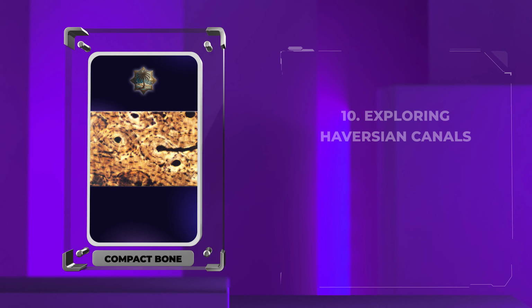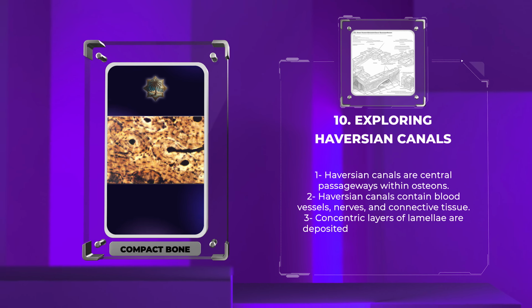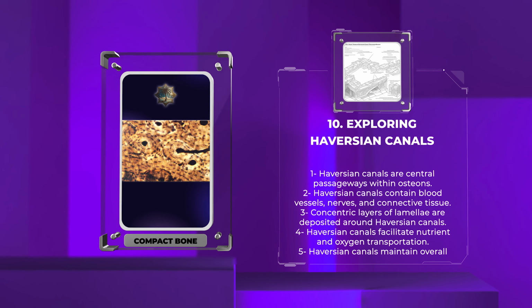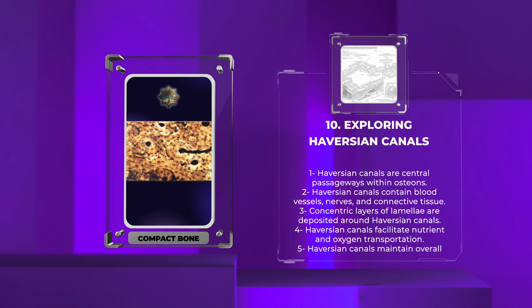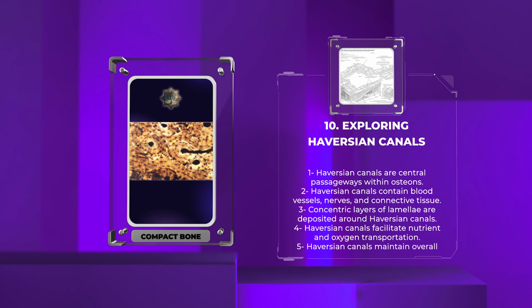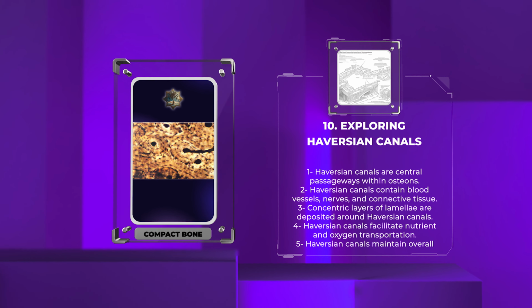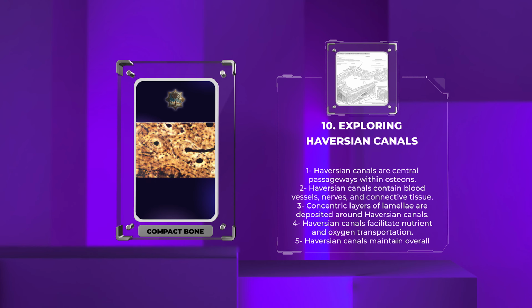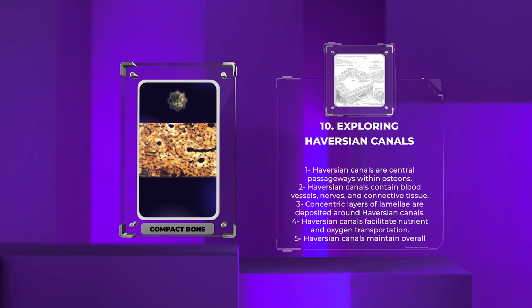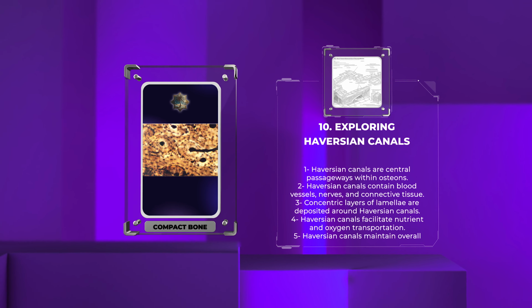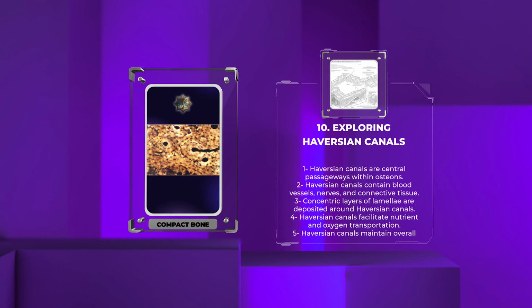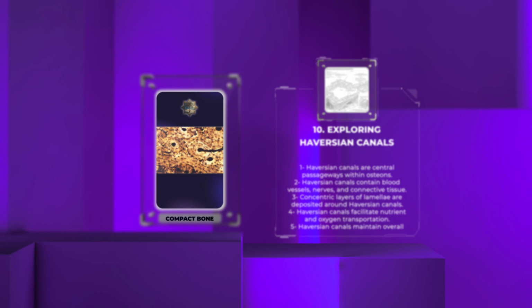Haversian canals, as mentioned earlier, are central passageways within osteons that contain blood vessels, nerves, and loose connective tissue. Around these canals, concentric layers of lamella are deposited, forming the characteristic structural unit of compact bone. The presence of haversian canals allows for efficient transportation of nutrients and oxygen, facilitating metabolic activities and maintaining the overall health of the bone tissue.